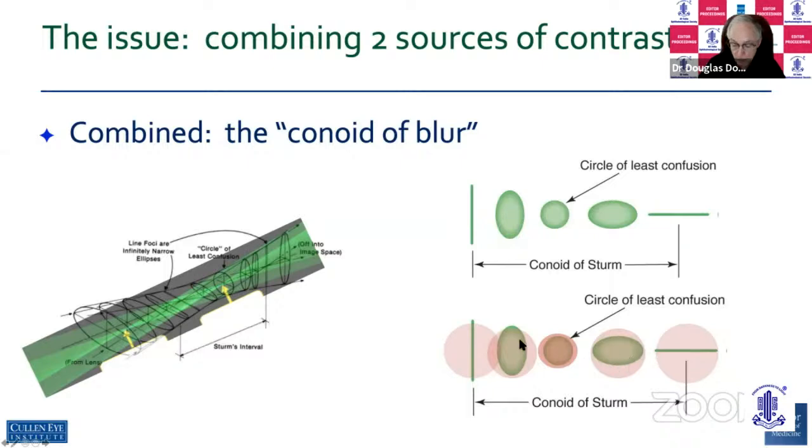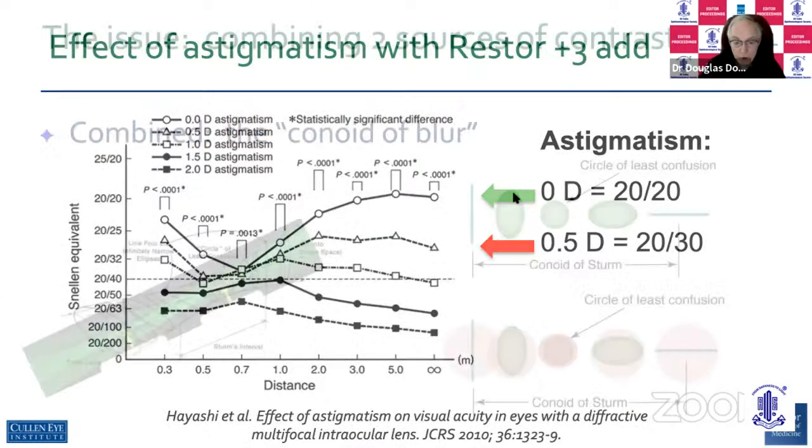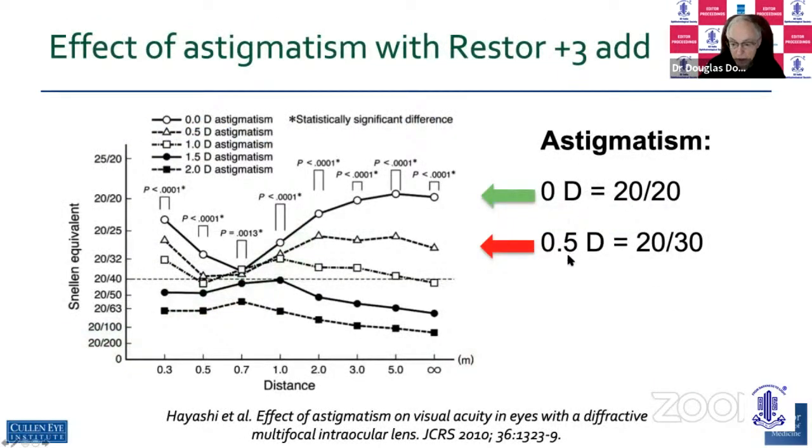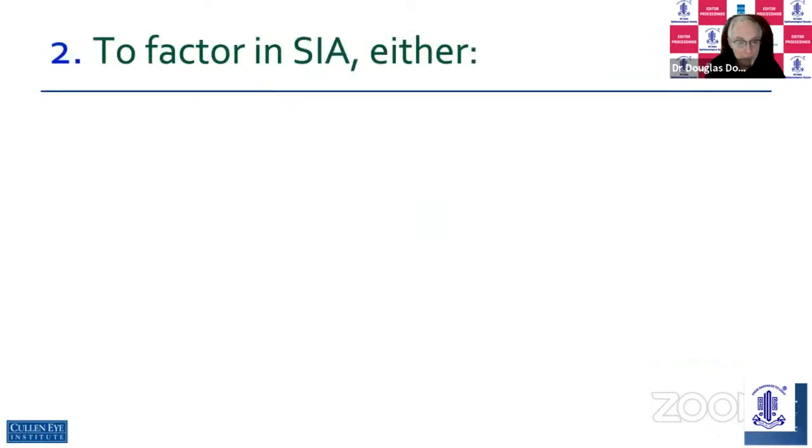And this was shown beautifully by one of the many wonderful studies done by Hayashi, where they took the Restore 3-diopter lens and added a half diopter of astigmatism, and they saw a dramatic drop in vision from 20/20 to 20/30. So we need the astigmatism to be less than a half diopter. Now, what about surgically induced astigmatism?